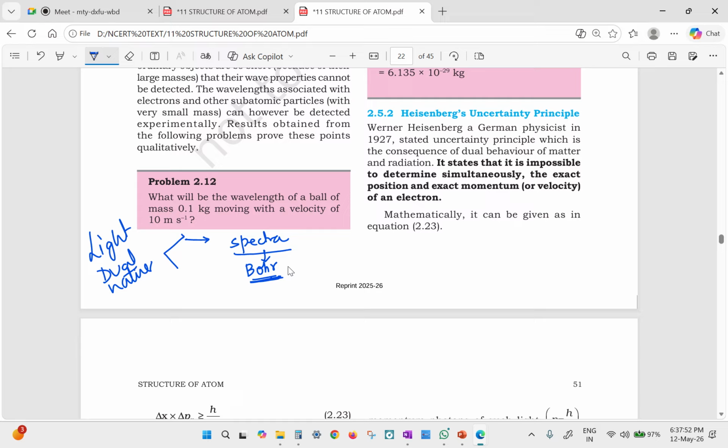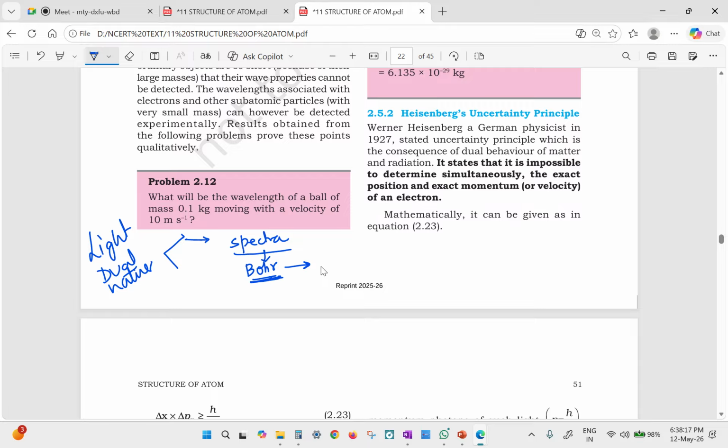Now there were some problems with Bohr's model. What were the problems? It could not explain chemical bonding. It could not explain the splitting of the spectral lines in the presence of magnetic and electric fields. It could not explain the spectrum of atoms other than hydrogen.